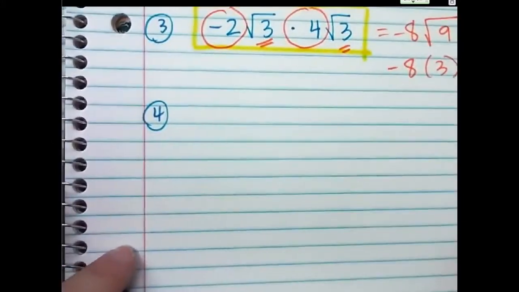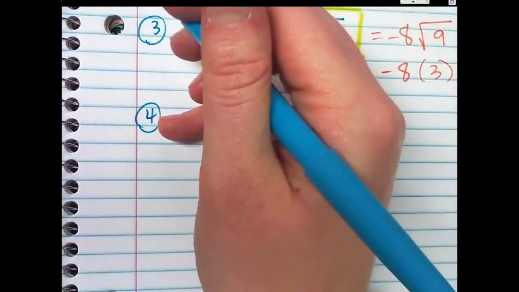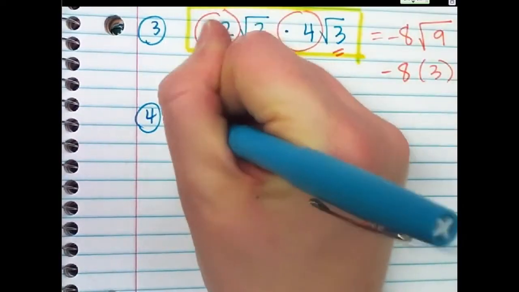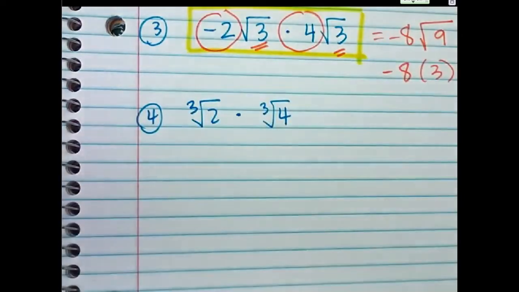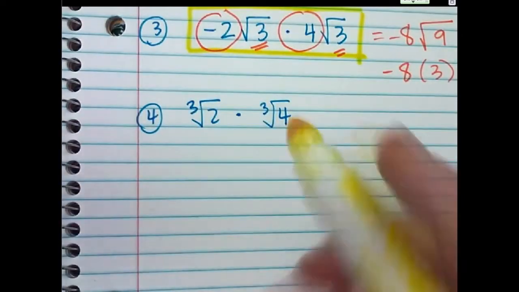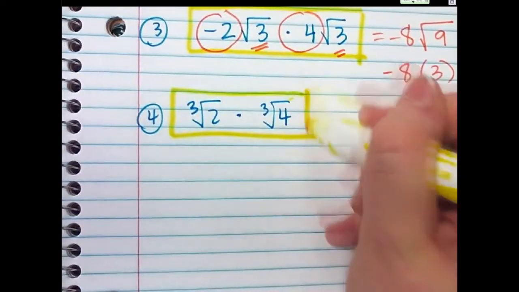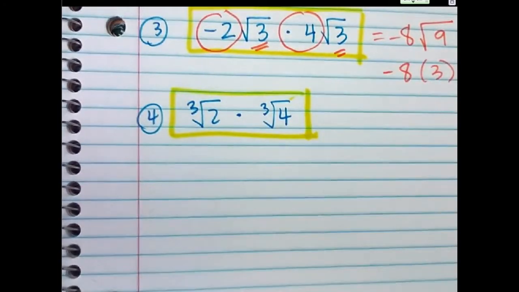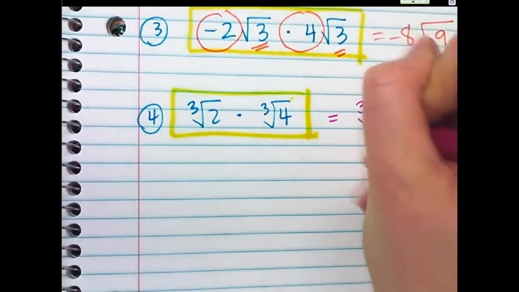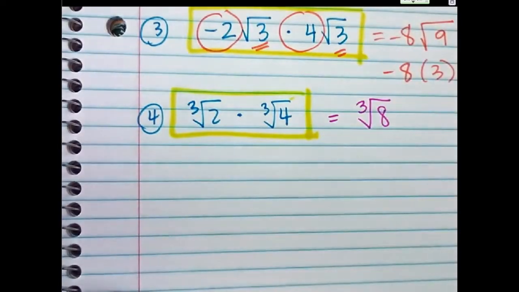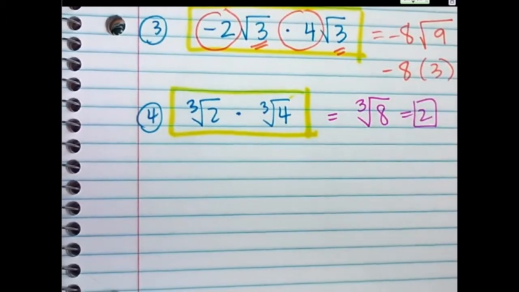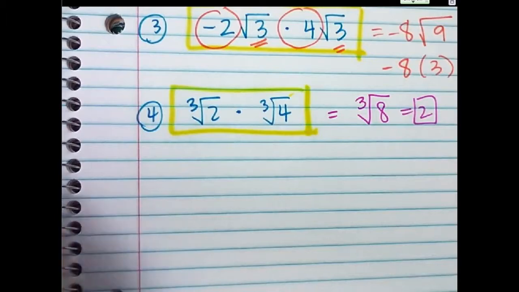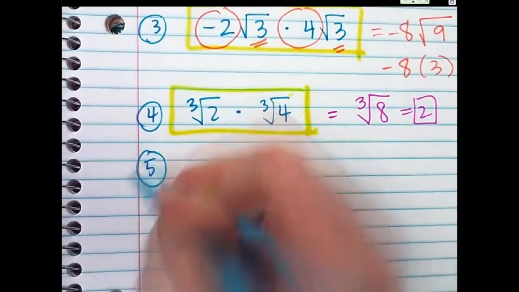Okay, number 4. Cube root of 2 times cube root of 4. It's just 8. Cube root of 8. And I don't have it up there, but do you remember the cube root of 8? 2. Good. Oh, it was short.